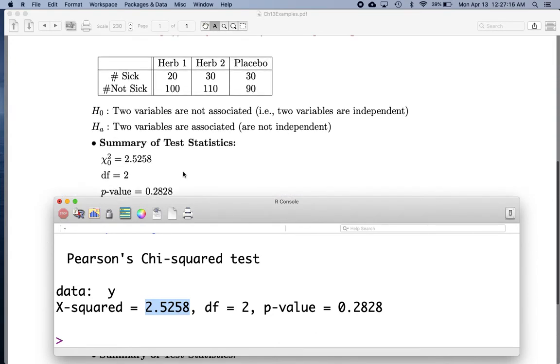Remember that the way the degrees of freedom work here is that you take the number of rows minus 1, so it's 2 minus 1, or 1, times the number of columns minus 1. So this is 2 minus 1 times 3 minus 1, so that's really 1 times 2. So we have 2 degrees of freedom. And then our p-value is 0.2828.